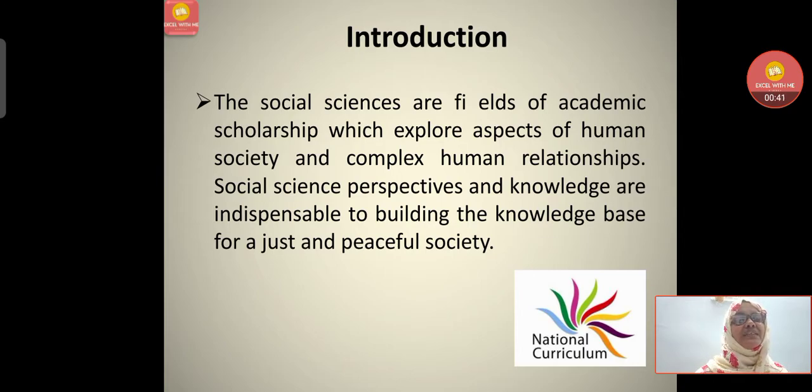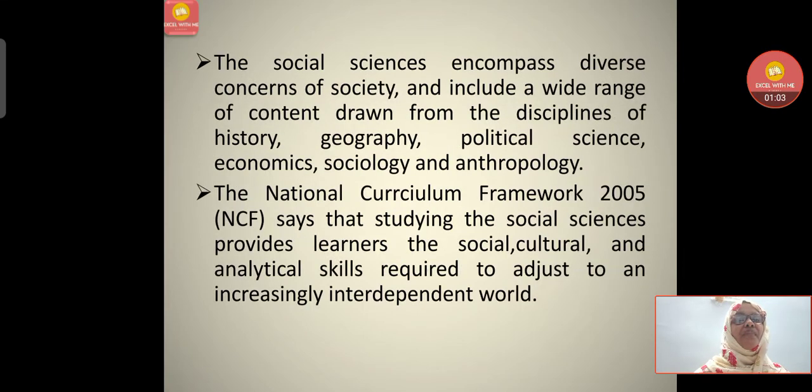Now the social sciences are fields of academic scholarship which explore aspects of human society and complex human relationships. Social science perspectives and knowledge are indispensable to building the knowledge base for a just and peaceful society. The social sciences encompass diverse concerns of society and include a wide range of content drawn from the disciplines of history, geography, political science, economics, sociology and anthropology and many more.